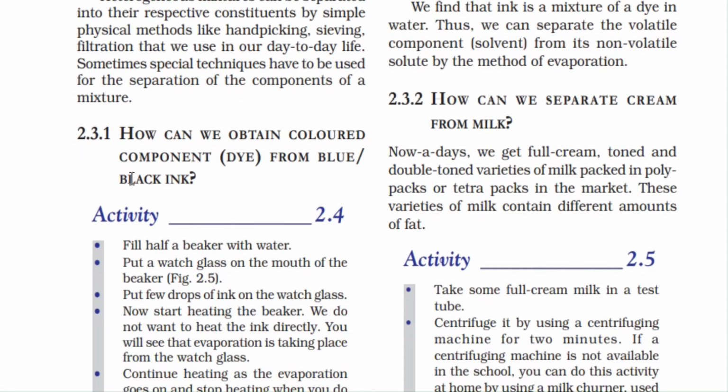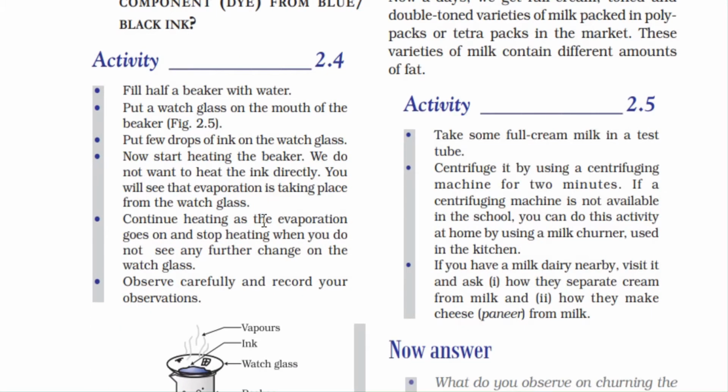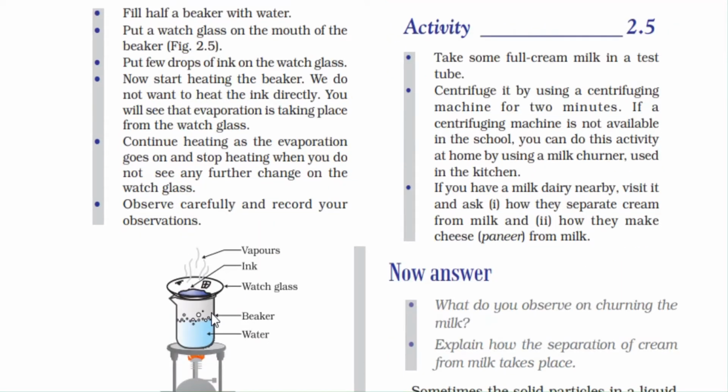So now let us find out the ways of separating mixtures. How can we obtain the colored components, called dye, from blue and black ink? So let us study this activity first. Fill up a beaker with water. So this is the beaker. You fill it up with water.